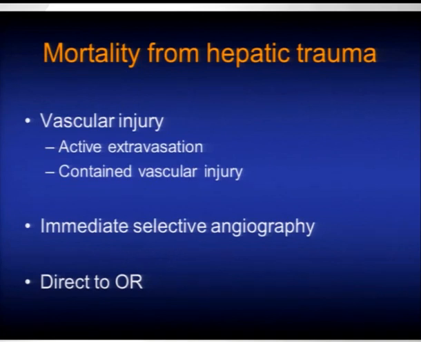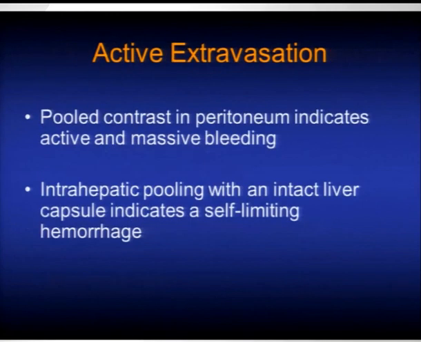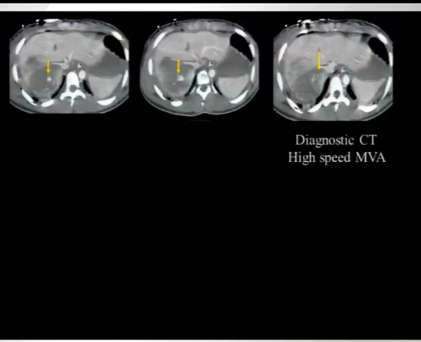The reason you need to differentiate between them is because for the most part, management will tend to vary between these. Contained vascular injuries in the liver will be treated with embolization, whereas active extravasation can be treated either with embolization or with surgery, depending on the severity. If you've got pooled contrast in your peritoneum, this indicates a massive bleed, and these are the sort of patients that will tend to head on towards the operating room. Whereas if you have a relatively intact hepatic capsule, it indicates a sort of self-limiting hemorrhage that can be treated by endovascular embolization.